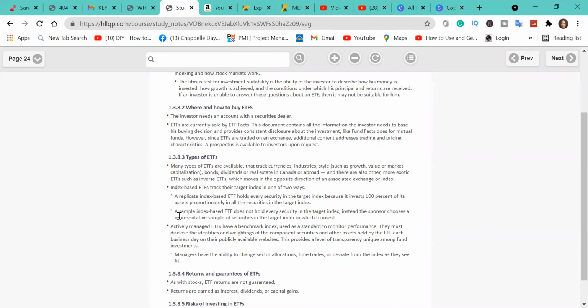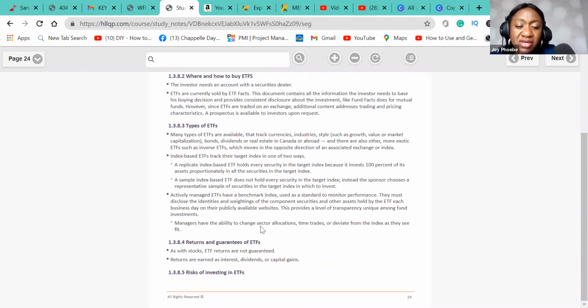Another type of ETF is the index-based ETF. The index-based ETF tracks its target index in one of two ways: to replicate the index, or as a sample of the index. All these are technical jargon on how ETFs are set up, that is, their types or characteristics. Now, what are the potentials of making money through ETFs?